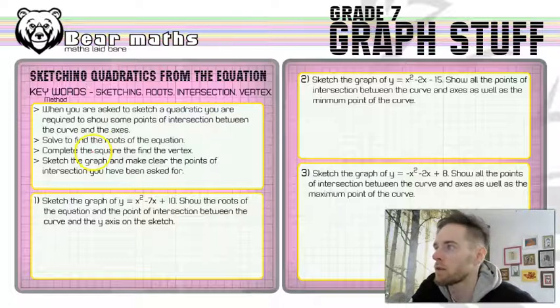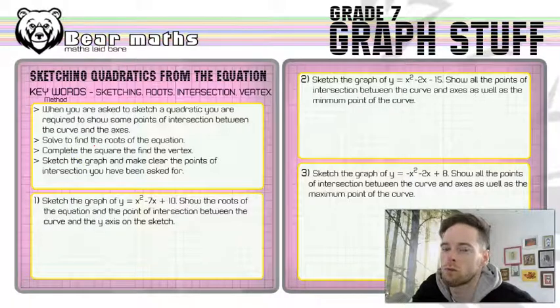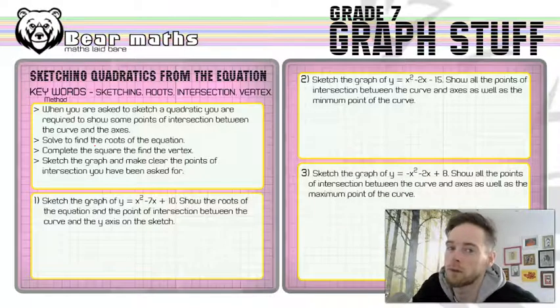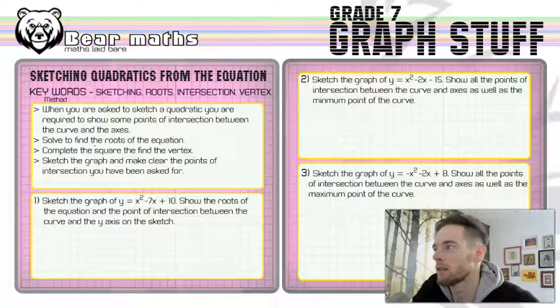Keywords here are sketching, roots, intersection and vertex. When you're sketching something, you're just drawing it, and it doesn't have to be plotted exactly. It's not a beautiful thing. Well, it's a beautiful thing, but it doesn't have to be perfect.